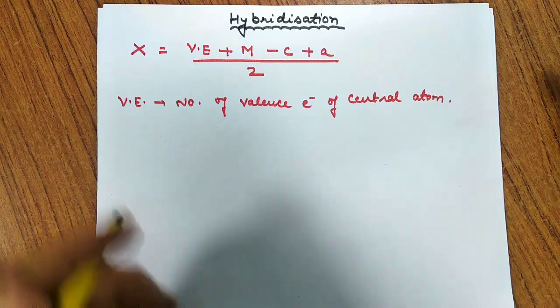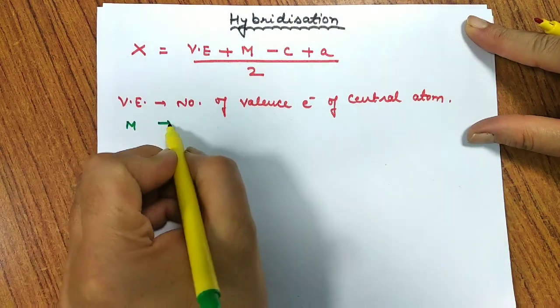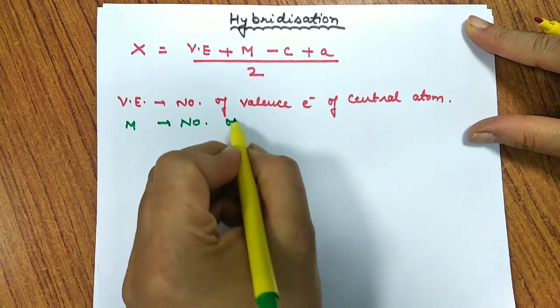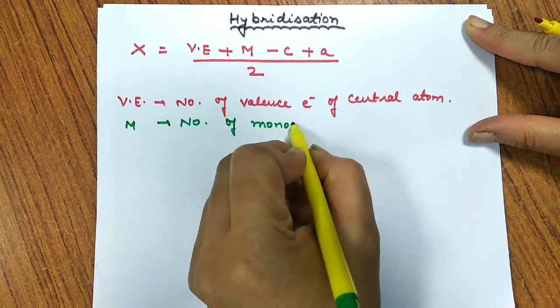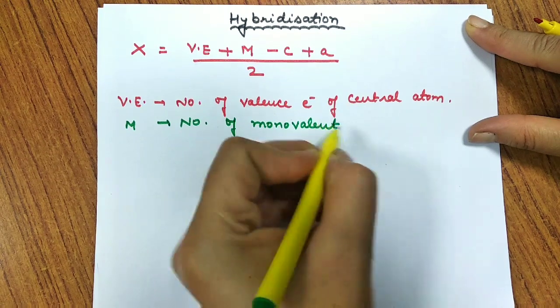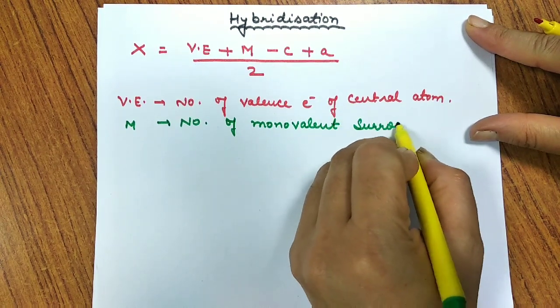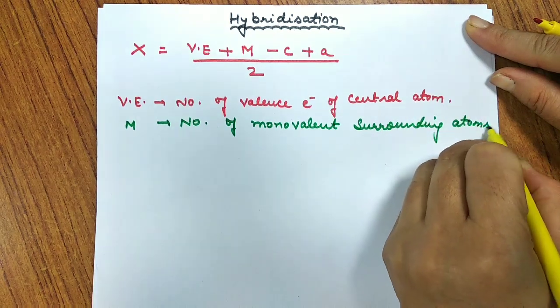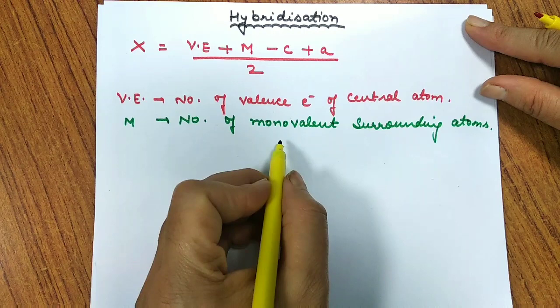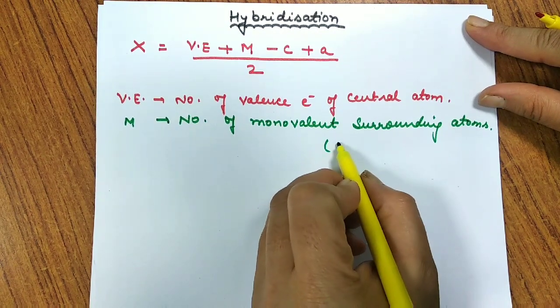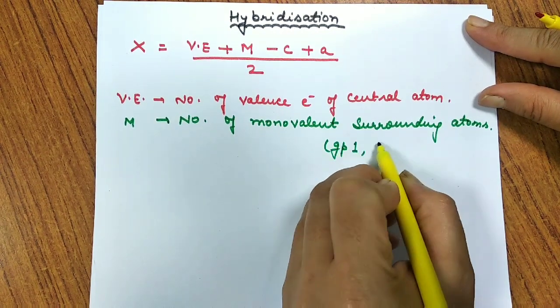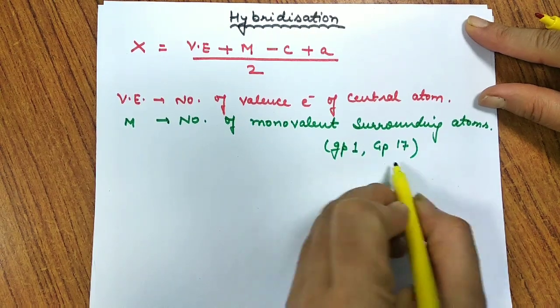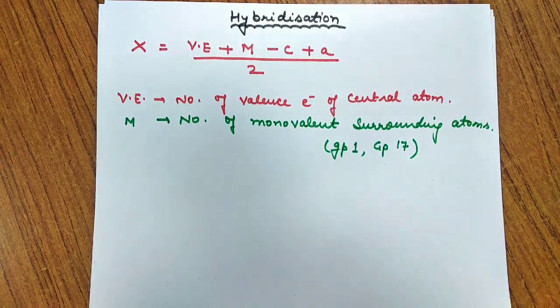Then what is M? M is the number of monovalent atoms. Monovalent means whose valency is 1. Which ones will we take? Monovalent surrounding atoms, not the central atom. That means we'll count only those surrounding atoms whose valency is 1. So which ones come here? Here basically group 1 and group 17 elements come, like halogens, like hydrogen. So we generally have group 1 or group 17 elements in this M.